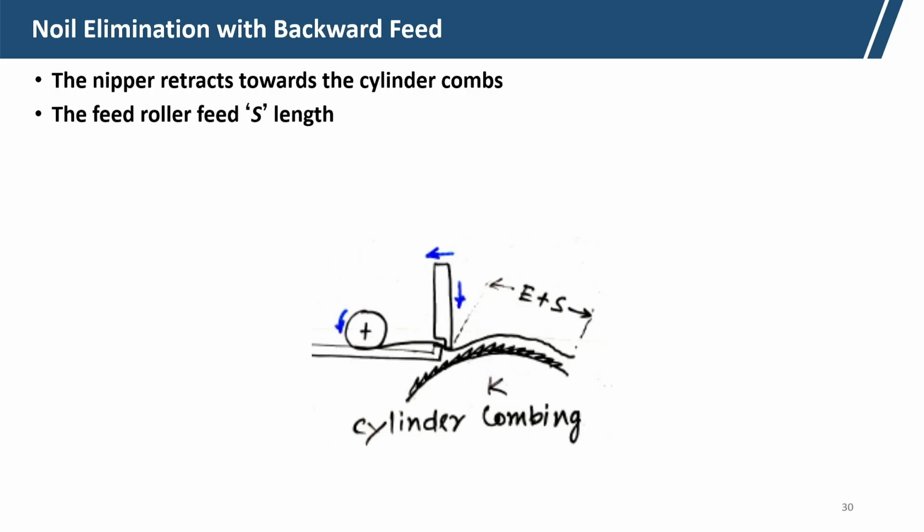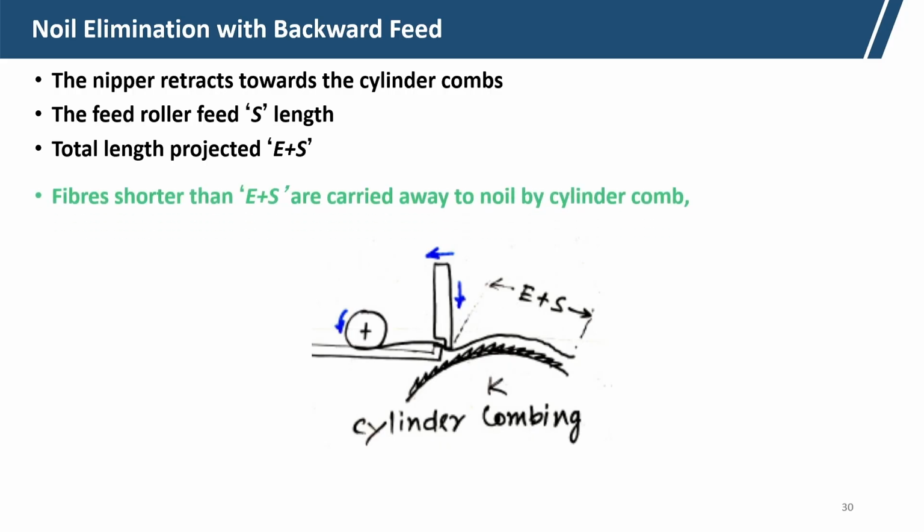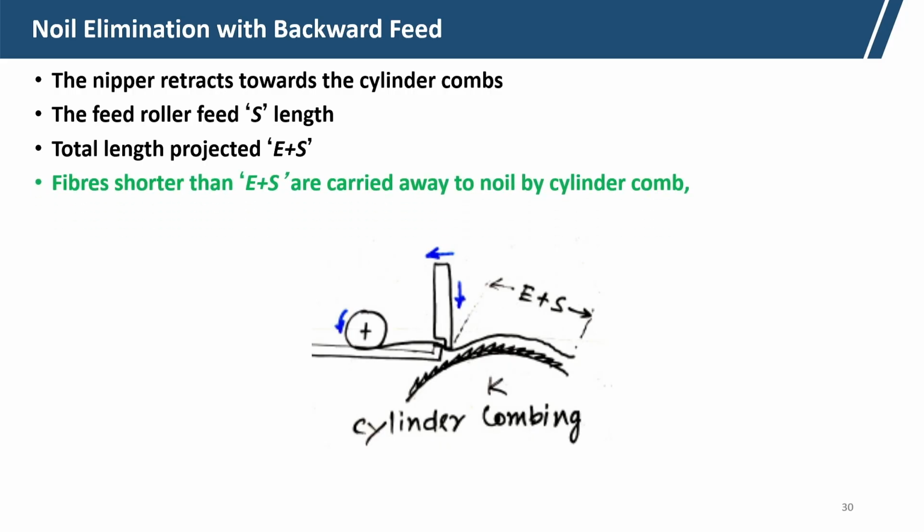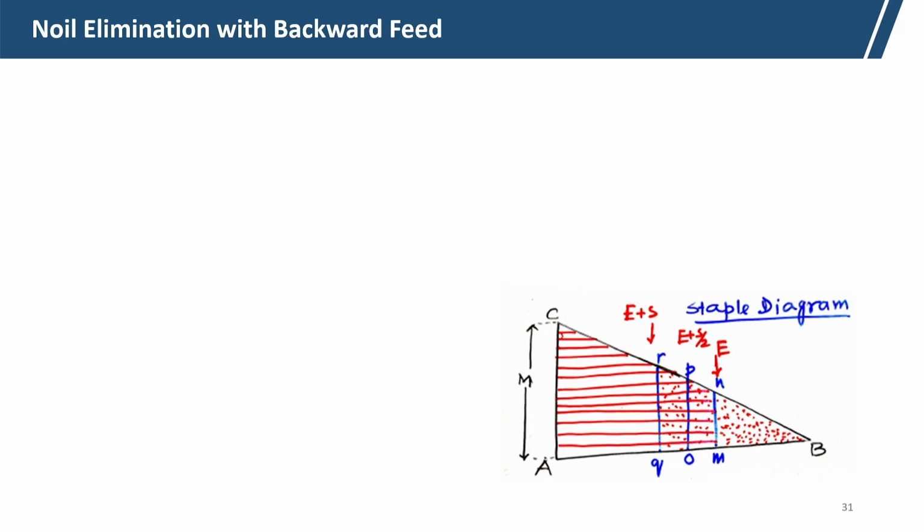Now, if we see here E plus S by 2, the nipper retracts towards the cylinder comb, the feed is taking place S, and the total projected length is E plus S. So, fibers shorter than E plus S are carried out to the noil by the cylinder comb. Fiber more than E plus S is supposed to go to the comb sliver. In the region Q, M, N, R, it is a matter of choice, either it can go to the comber noil or it can be retained in the comb sliver.